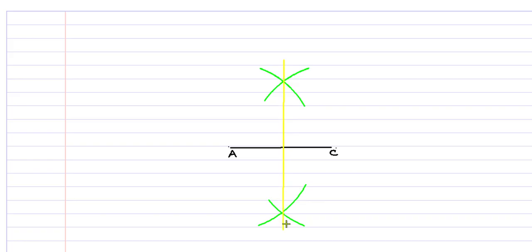Next, join the two intersection points. So we are able to obtain, say I mark point M out here, which is the midpoint of the line segment AC, which happens to be the diagonal in this case. So AM equals CM must be 2.5.